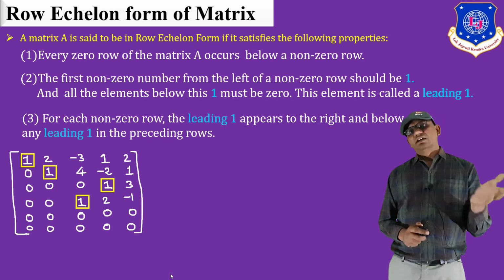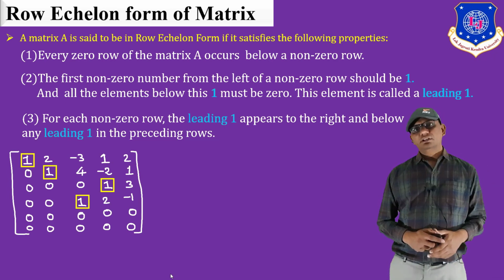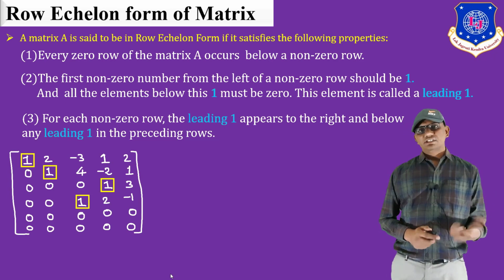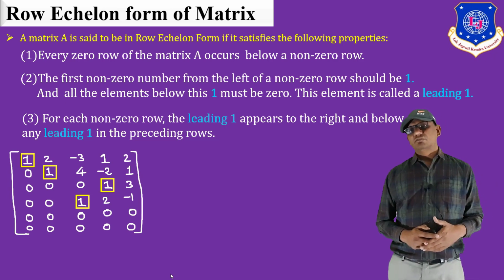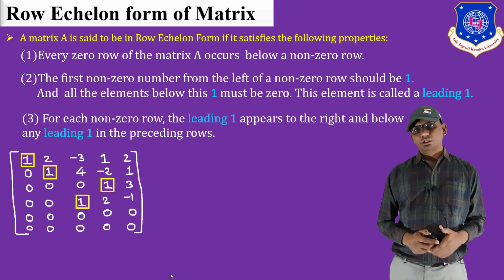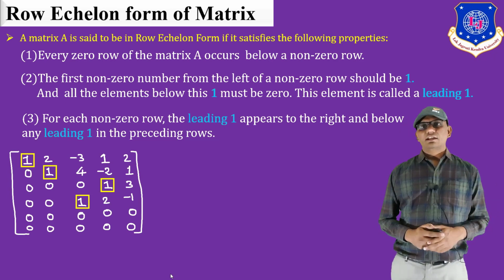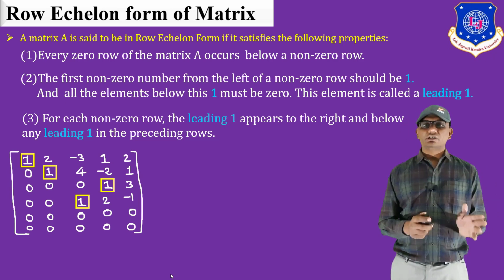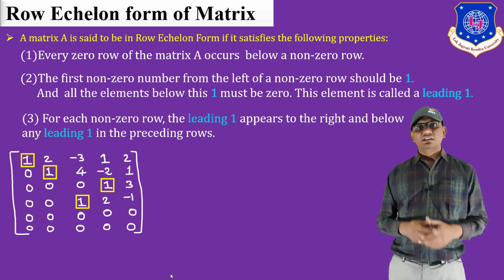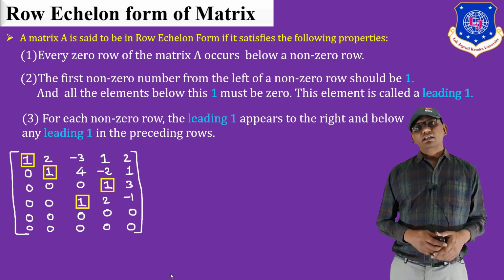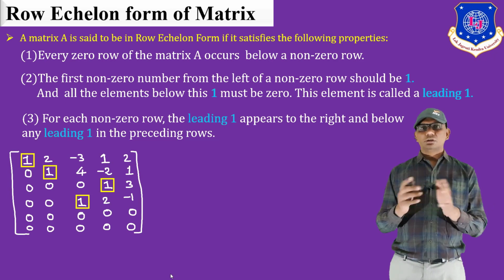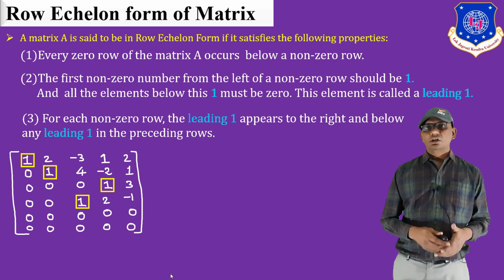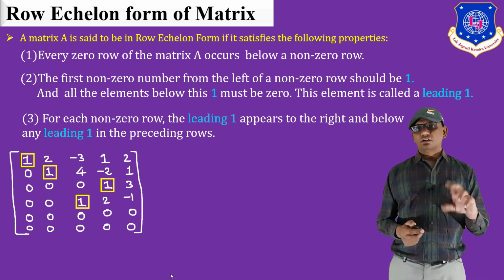0 entry to the left side of the particular leading one, and we can see that the first leading element in the first row is at the first column, and the second leading element in the second row is to the right side of the previous leading element. In the third row our leading element is in the fourth column, and in the fourth row our leading element is in the third column.